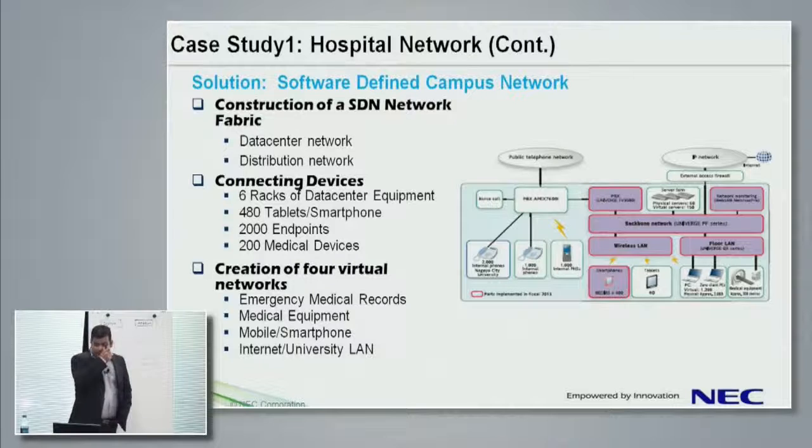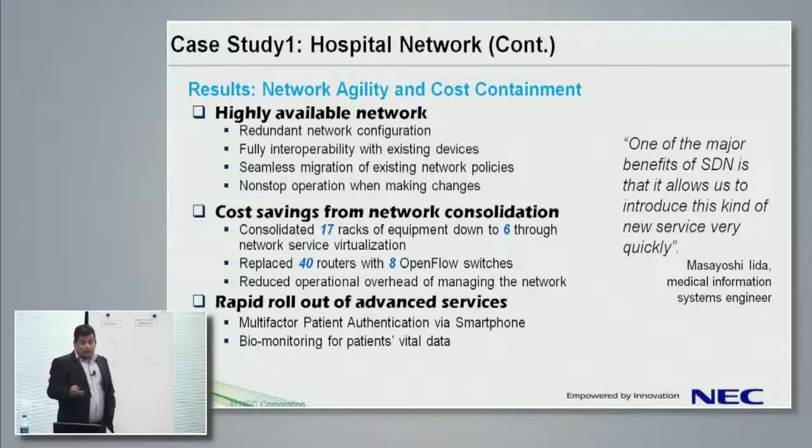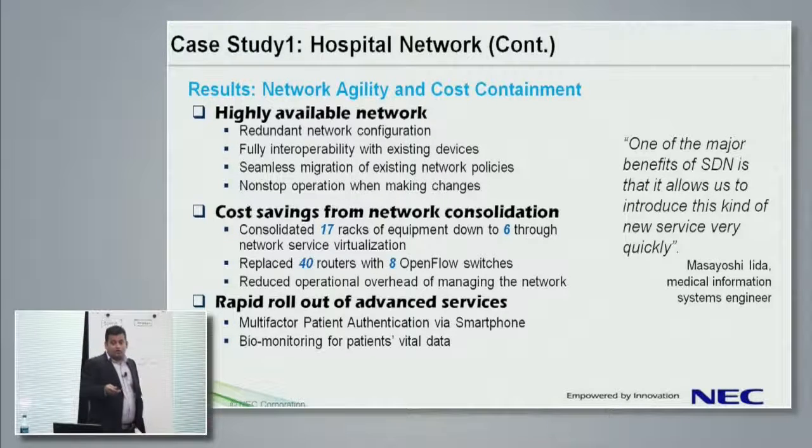So again, NEC came in. We designed the network, and with that, we put all the services in a centralized location in a data center network. And then we built a layer 2 fabric, the distribution network, and we connected all the various departments via our VTN capabilities. And that distribution network allowed the hospital to connect various equipment and smartphones and medical staff and various departments. And with that, they now have a highly available network, but that also allowed them to quickly roll out new services. Some of the services they rolled out was biomonitoring for patients' data. But not only that, they were also able to start saving some operation cost by reducing the number of equipment they have in the network.